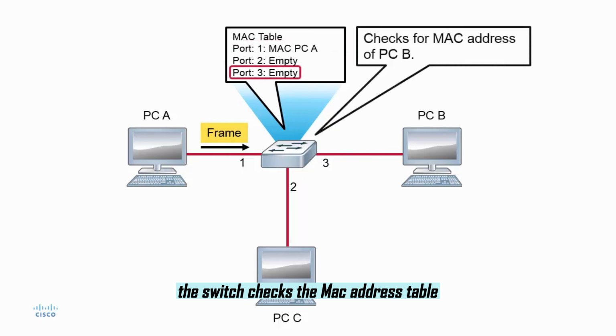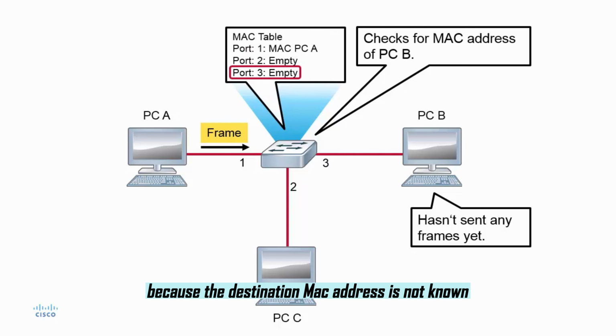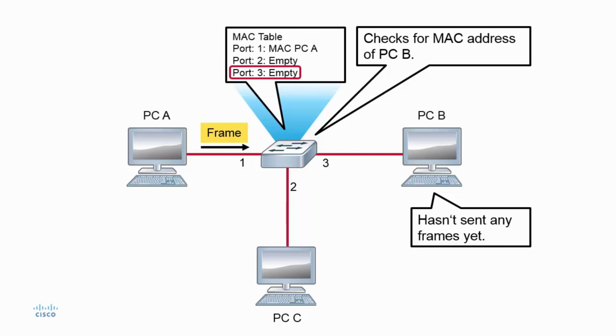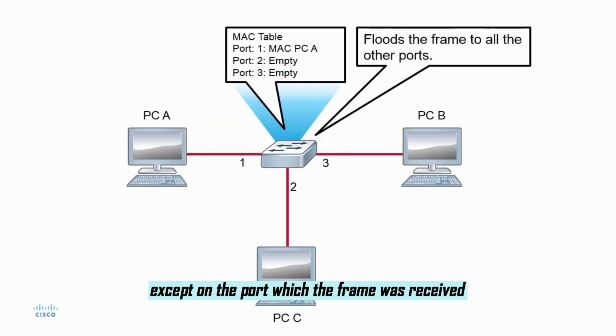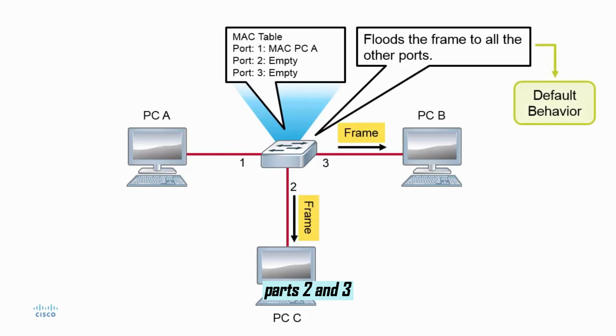The switch checks the MAC address table for the destination MAC address of PCB. PCB hasn't sent any frames yet, so there is no entry for the MAC address of PCB in the MAC table. Because the destination MAC address is not known, the switch floods the frame to all ports except the port on which the frame was received. This is the default behavior, and this means that the switch sends the frames out ports 2 and 3.